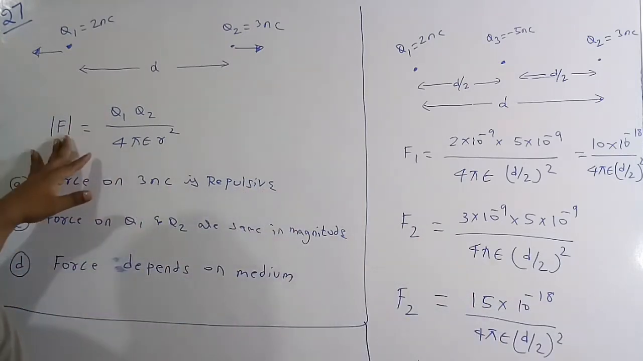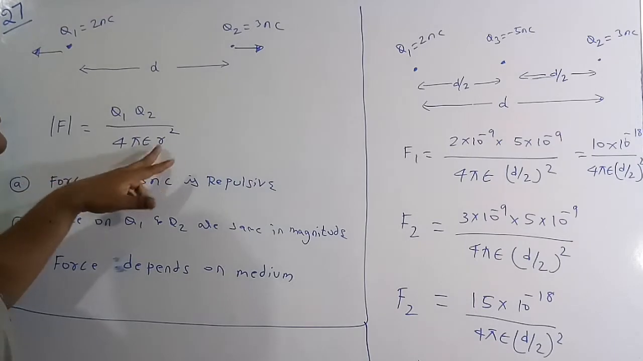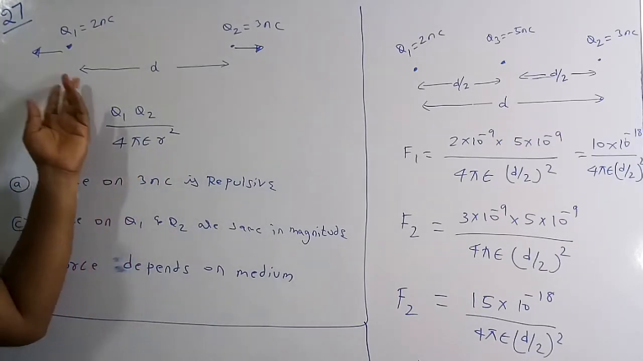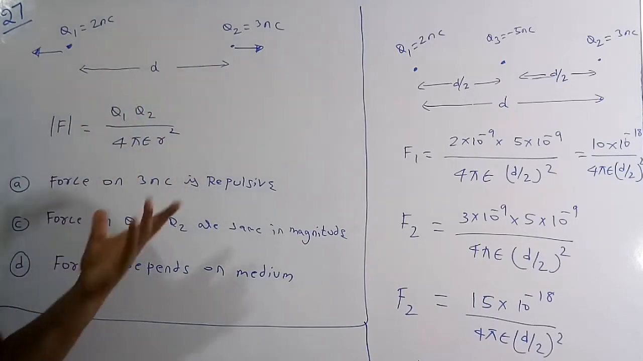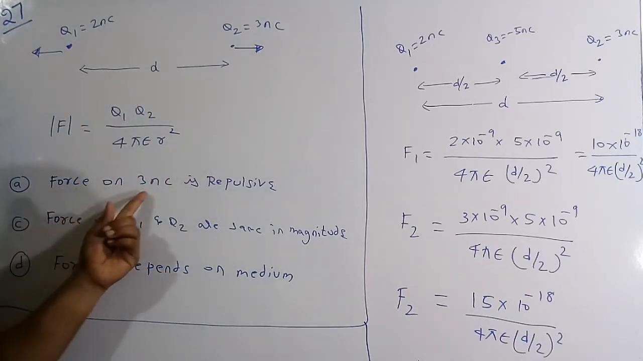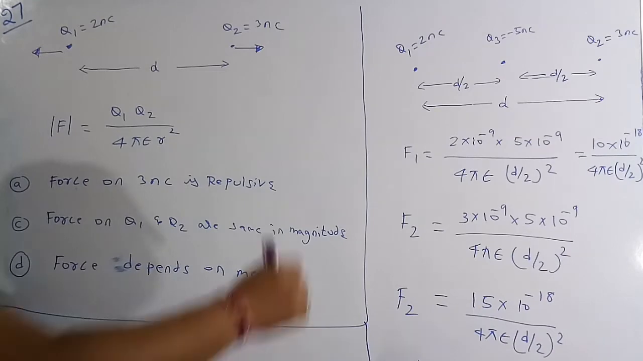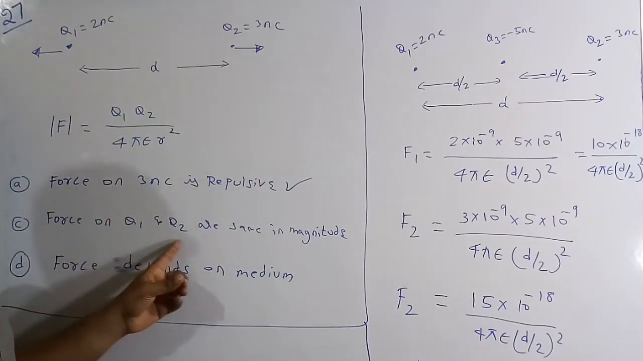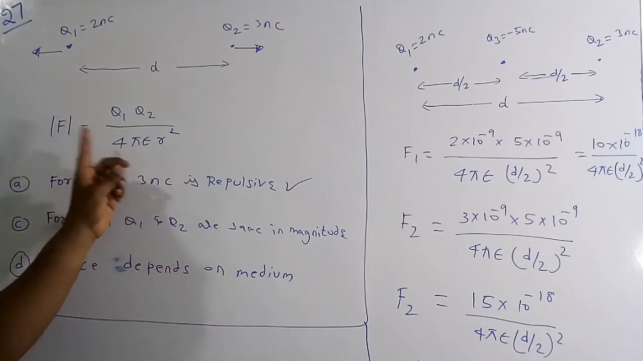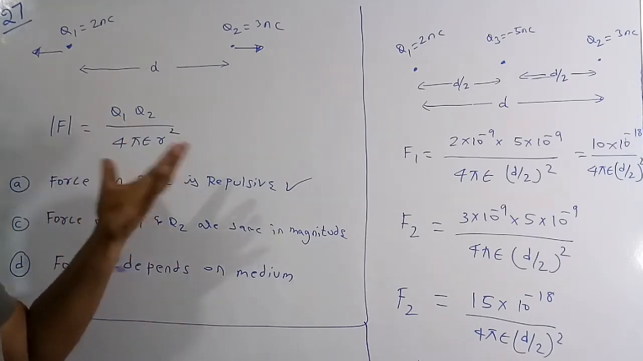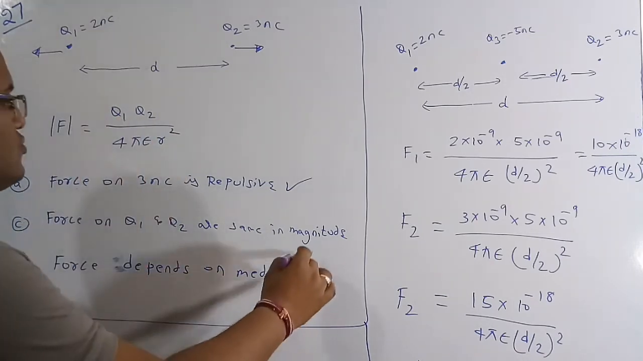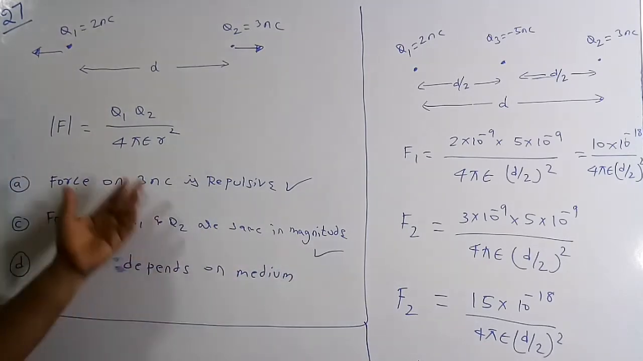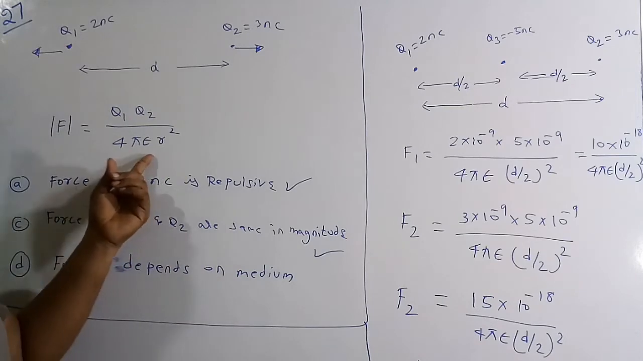The magnitude of the force is Q1 into Q2 by 4 pi epsilon r squared, so it depends on the medium. Because these two charges are the same, the force is repulsive. So the force on the 3 nanocoulomb charge is repulsive. Yes, option A is correct. The force on Q1 and Q2 is the same in magnitude but opposite in direction, so this is also right. And the force depends on the medium, which is the epsilon.